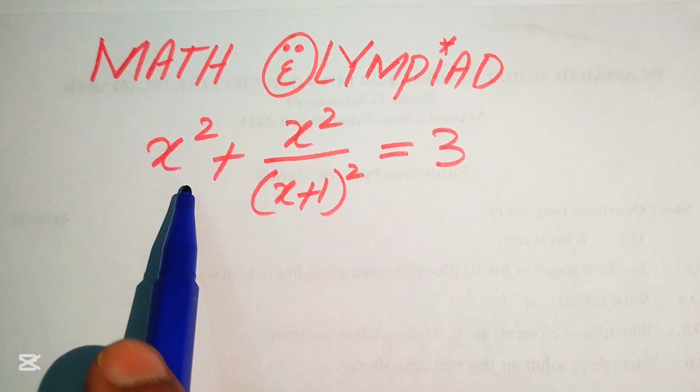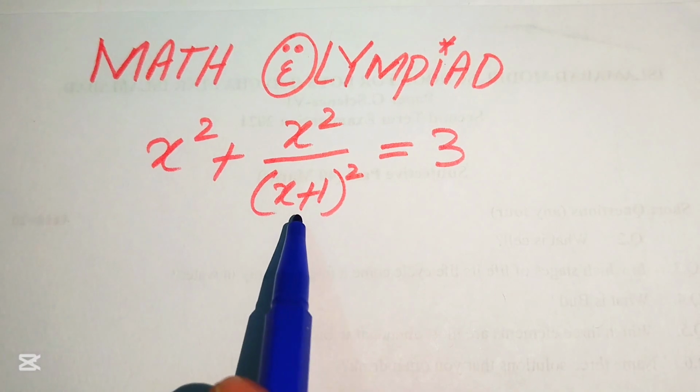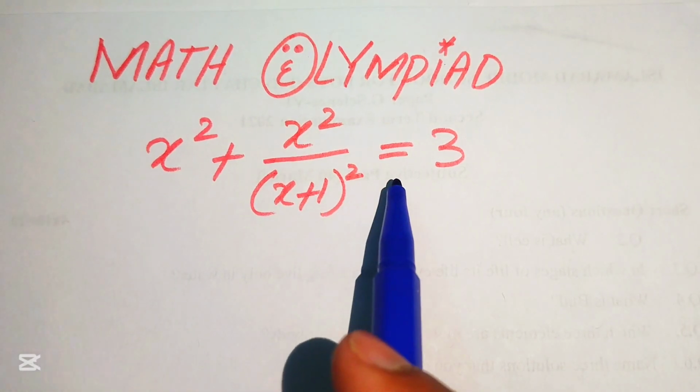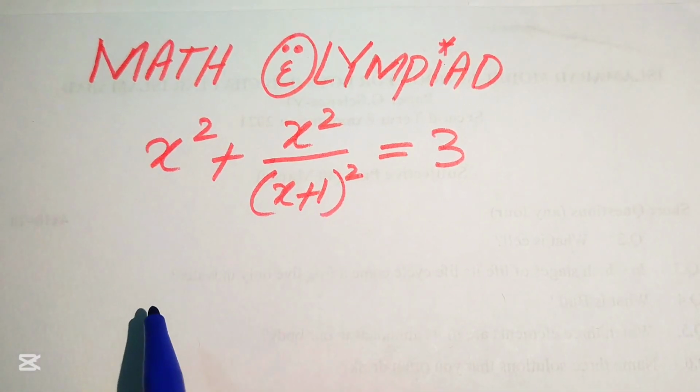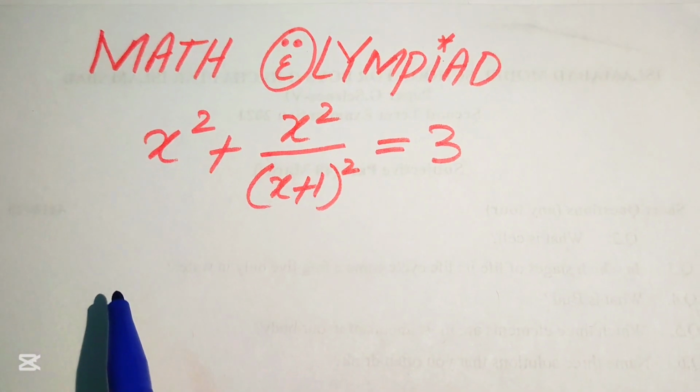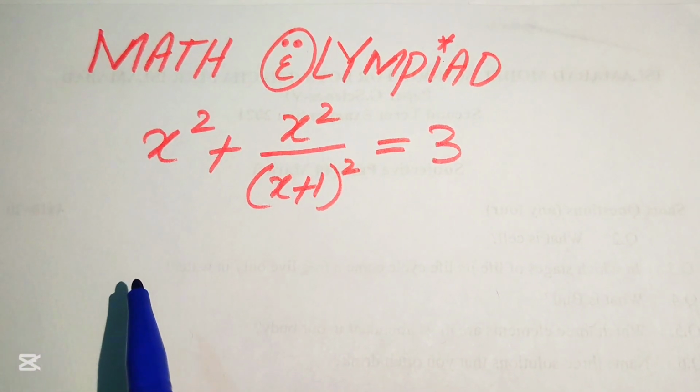So here we have x square plus x square over (x plus 1) whole square, and this is equal to 3, and we solve this problem for the values of x. So here we find all the roots of this equation.